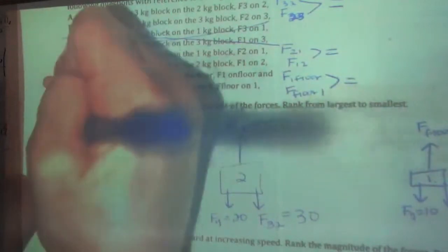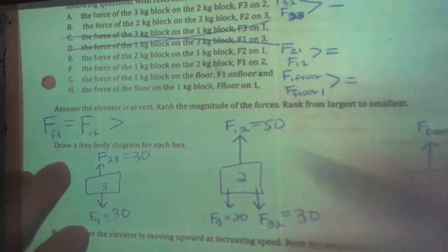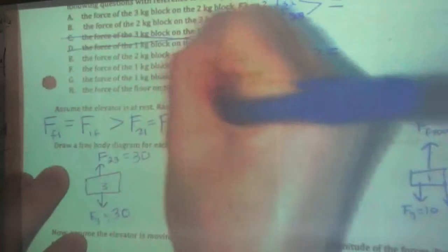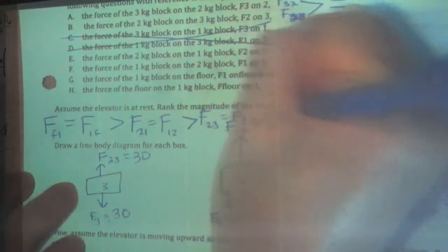So from largest to smallest, that would be the floor on 1, which is equal to 1 on the floor. And then the next biggest would be between the 2 and the 1, so 2 on 1 and 1 on 2. And then the smallest would be the 2 on 3 and the 3 on 2.